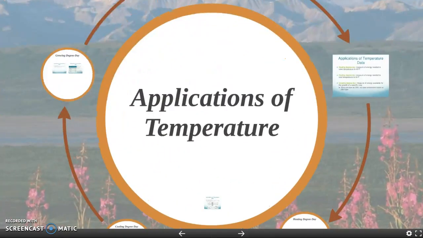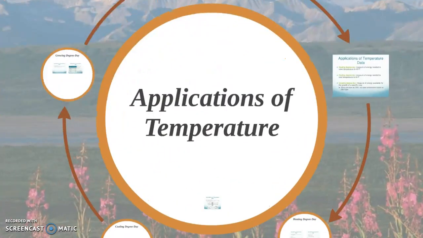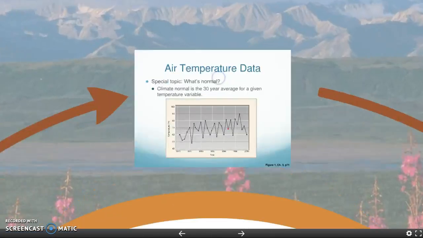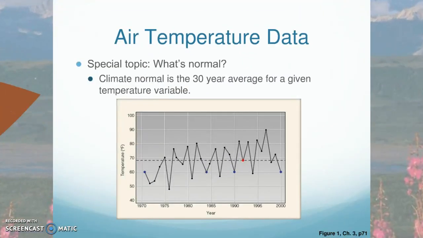Now, when we use temperature for information, it only gives us information if we have some reference point, if we can compare that number with something else. What do we compare it to? We compare it to what is normal. Now, that begs the question, what determines normal? For meteorology, the normal is determined by the average of the previous 30 years of information.